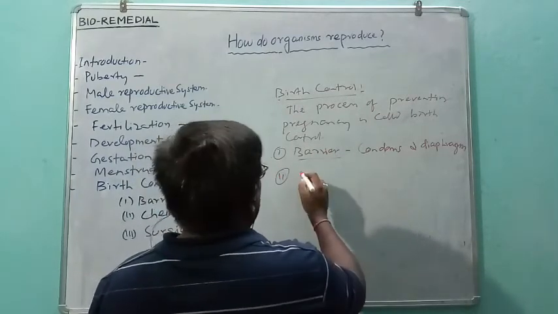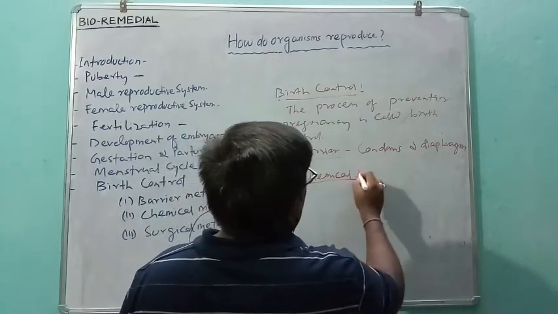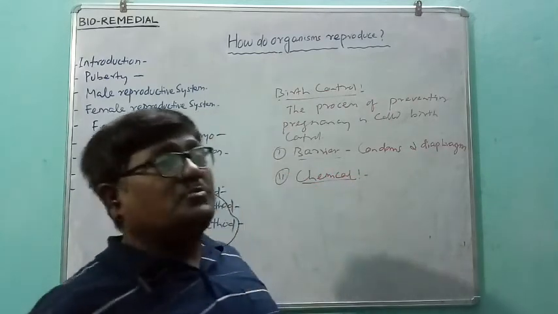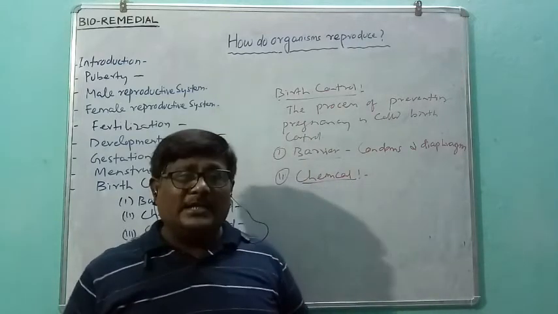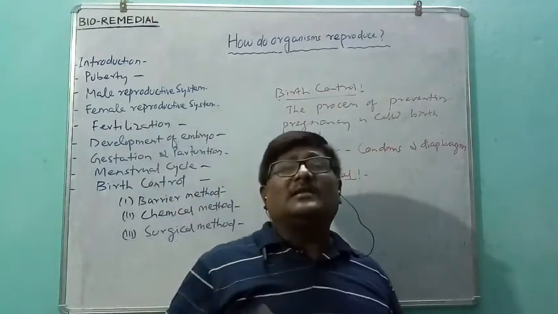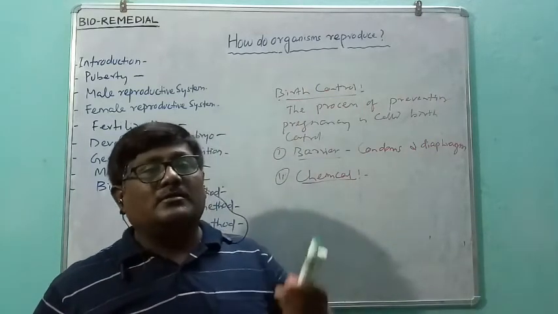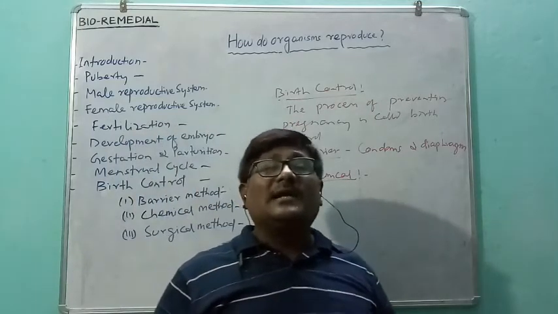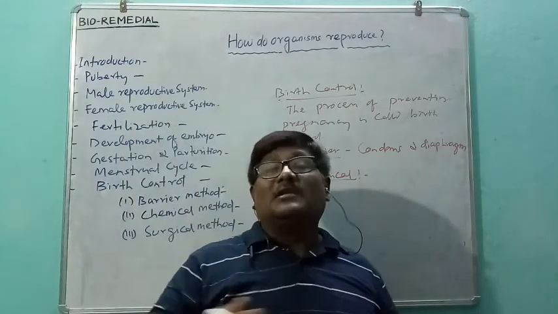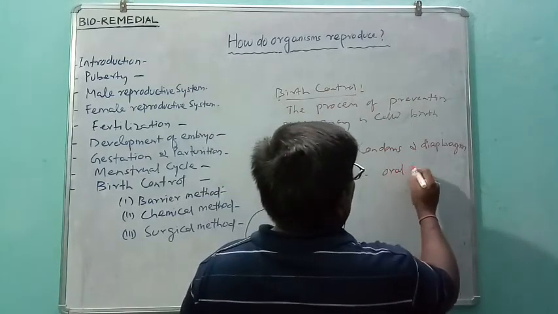Then chemical methods. In chemical methods, some chemicals, some spermicides, are used orally by females, and vaginally also. Vaginal gels are also used so that the sperms can be killed. When the female takes the pill, the sperms can be easily killed. Oral contraceptives are chemical methods.